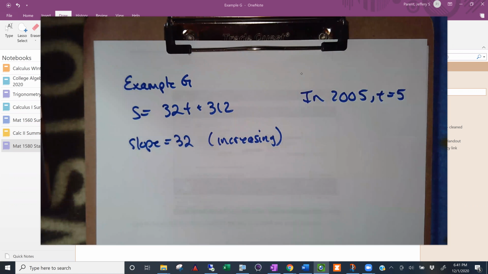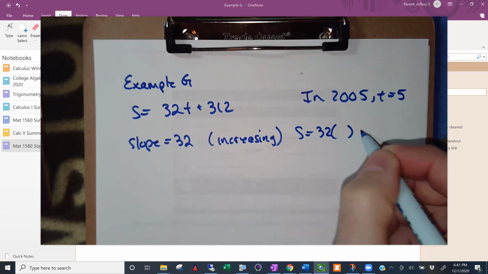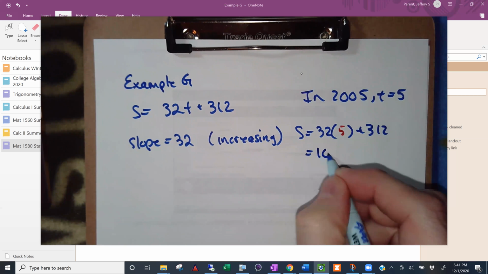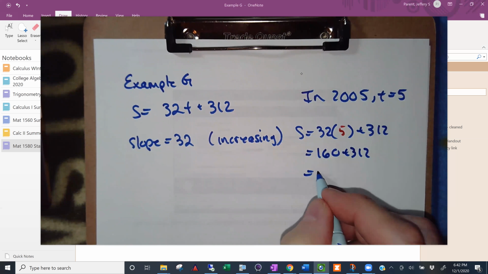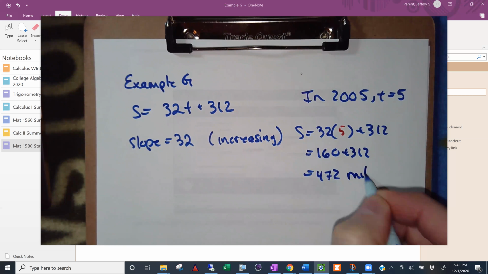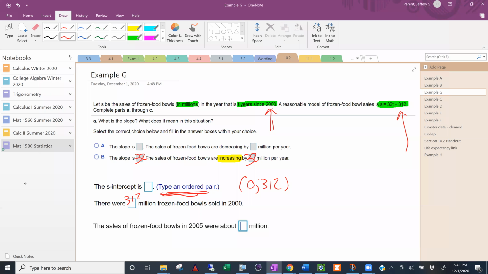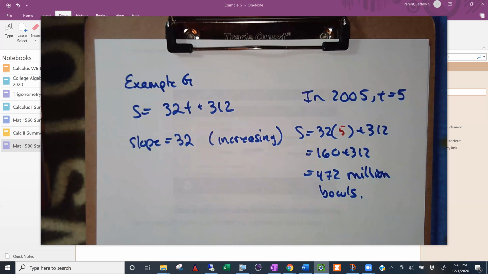So let's see. It's going to be S equals 32 times 5 plus 312. So it's going to be 160 plus 312. It's going to be 472 million bowls. Or maybe I should put bowls served, either way. Or a million food bowls. Yeah, there we go. But are you understanding how we got that? That's what's called our predicted value. That's what this equation says. It might not be exact, but it's probably a good approximation to how many bowls are sold in 2005.